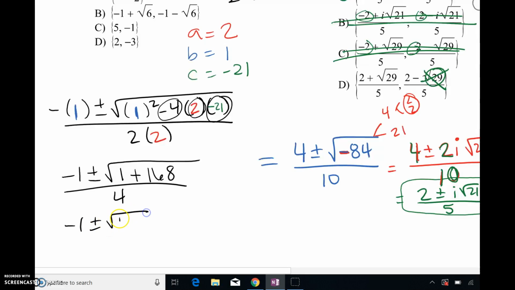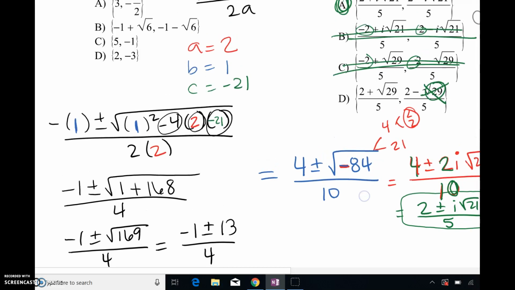So negative 1 plus or minus the square root of 169. You guys know what the square root of 169 is? I have 168 plus 1, so I get 169. 13. Good, it is 13. Square root of 169 is 13. So, a negative 1 plus 13 gives me 12 over 4. And a negative 1 minus 13 gives me a negative 14 over 4.